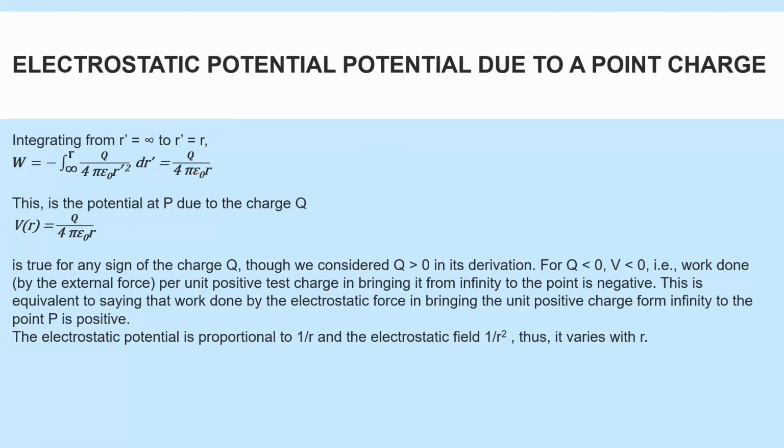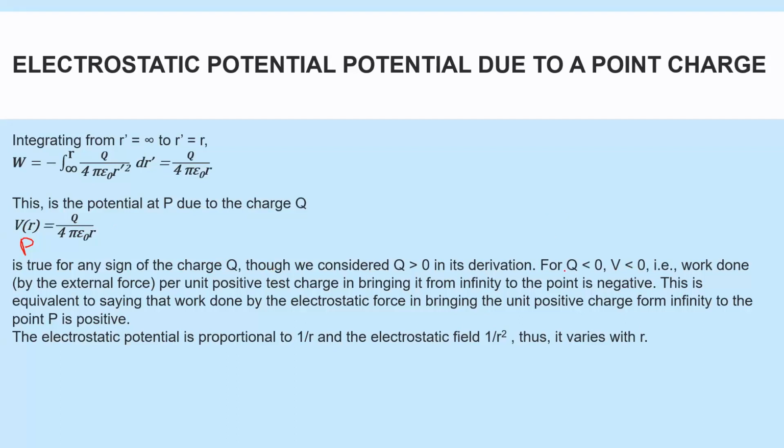Using the work done, we can get the electrostatic potential at point P due to the charge Q. The work done is equal to the electrostatic potential. We remember that the work done in bringing the charge from infinity to any point is equal to the electrostatic potential of the point. So V(R) over here is the electrostatic potential at point P. Now this is going to be true for any sign of the charge Q. Over here we considered the positive charge.